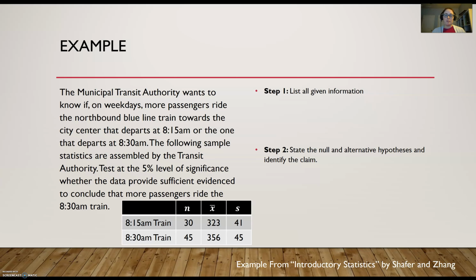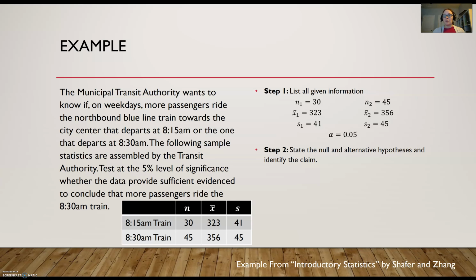Not always going to be the case with all the data. I'm still going to take the time to identify what my N1 and N2s are and so on. So the 8:30 train is my second sample, N2, X bar 2, and so on. And 8:15 is going to be my first sample. And I've got a level of significance of 0.05.